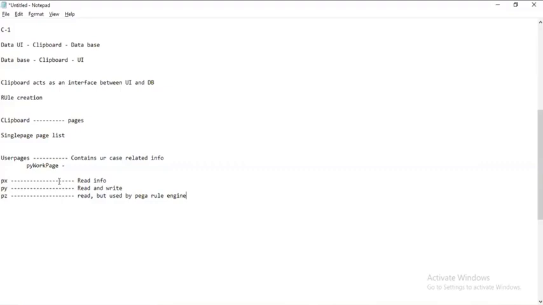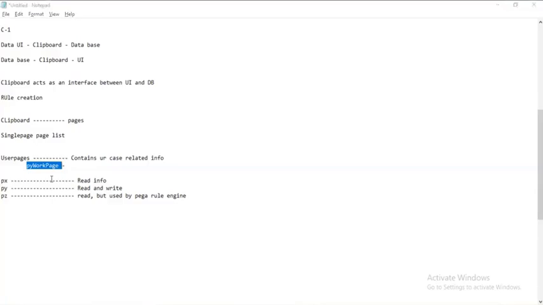What have we discussed today? We have discussed user pages: what is a user page? User pages contain your case-related information. It will be present on pyWorkPage, the primary page. Remember this one; you will be using it in your day-to-day life. Inside pyWorkPage you can also find some data that is related to your case.